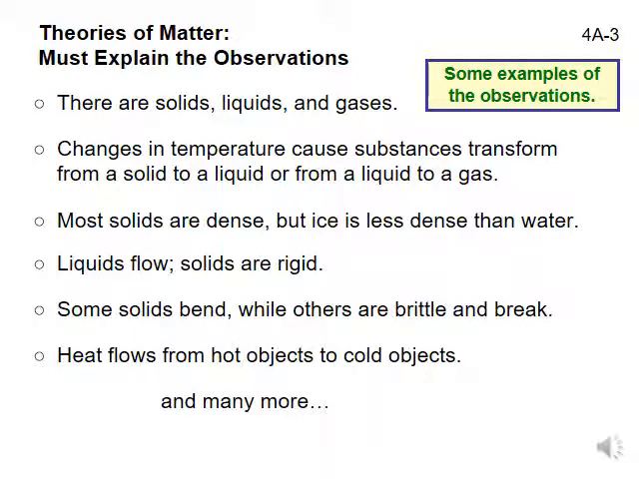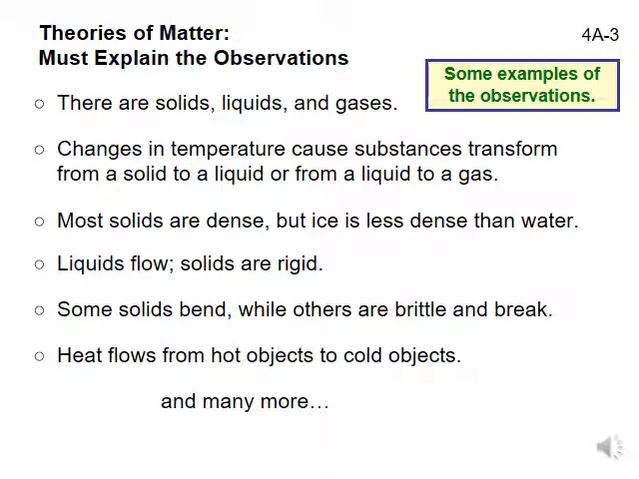For example, solids are rigid, but liquids can flow. Liquids and gases both take on the shapes of their containers, but given the chance, a gas will expand to take up more space. Some solids bend, while others are brittle and break. If you change the temperature or pressure on a substance, you can cause it to transform. For example, if you heat a solid enough, it becomes a liquid. If you heat a liquid enough, it becomes a gas.